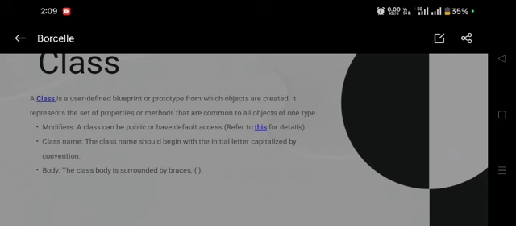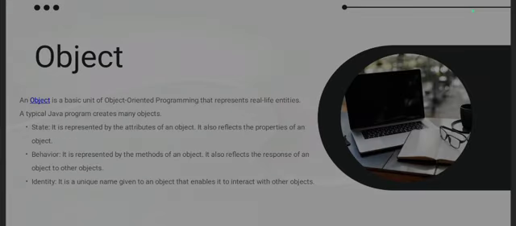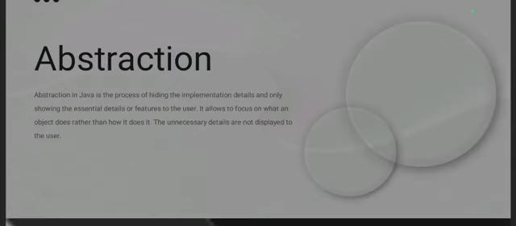An object is the basic unit of object-oriented programming that represents real-time entities. They have state, behavior, and identity. State represents the attributes of an object, behavior represents the methods of an object, and identity is the unique name given to that object. Next, abstraction. An essential element of object oriented programming is abstraction.